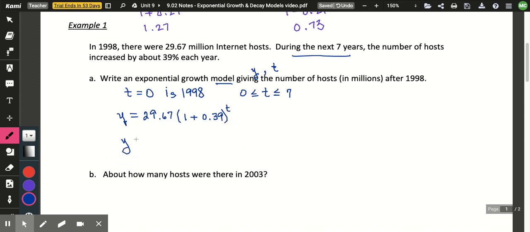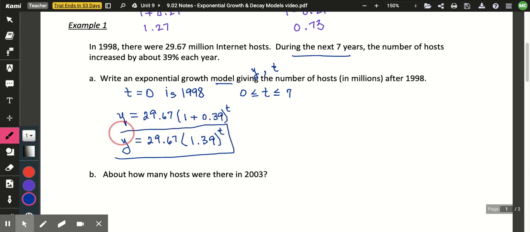Okay, now because 1 plus 0.39 is pretty easy to calculate, I think I would go ahead and calculate it. So I'm going to say 1.39 to the power t. This is my model. So for this first one, that's all they were asking me to do.